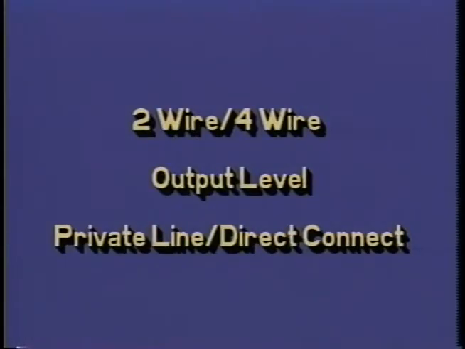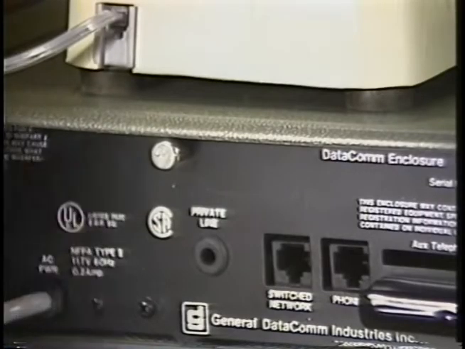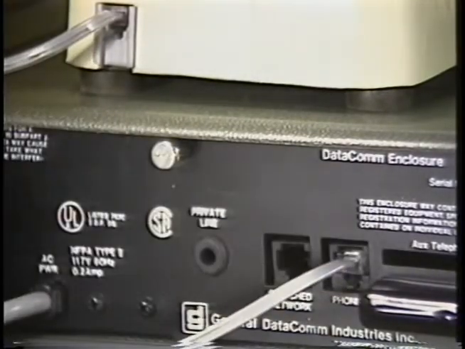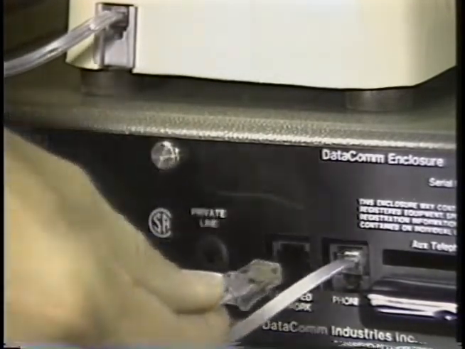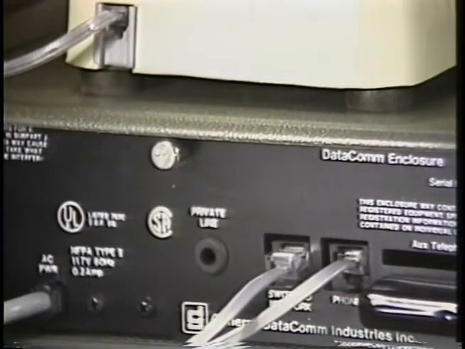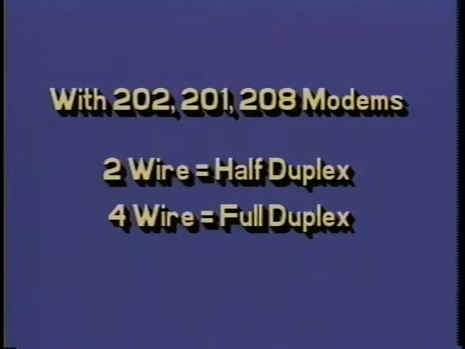When these models, the 202, 201, and 208 modems, are used for either dial or private line, they often have several options related to this dual function: 2-wire or 4-wire operation, output level, private line or direct connect. The 2-wire option is for dial-up lines and is also occasionally used for private line. 2-wire operation forces half duplex with 202, 201, and 208 modems, and with few exceptions saves nothing on phone line costs. 4-wire operation at 0 dB is typical for private lines.